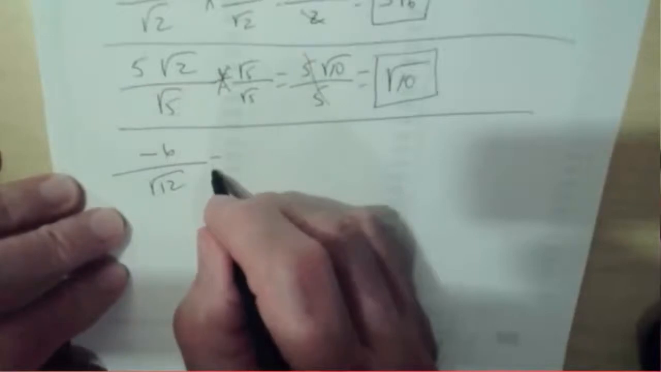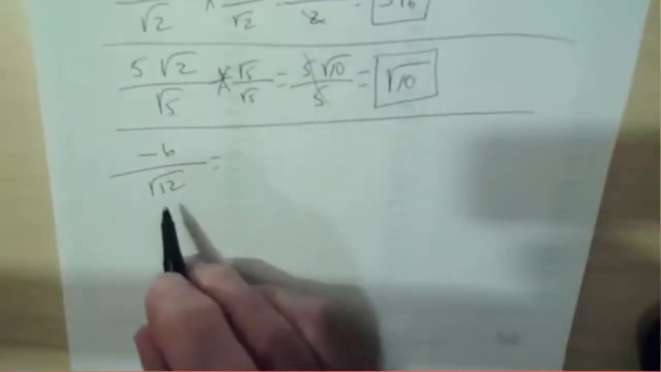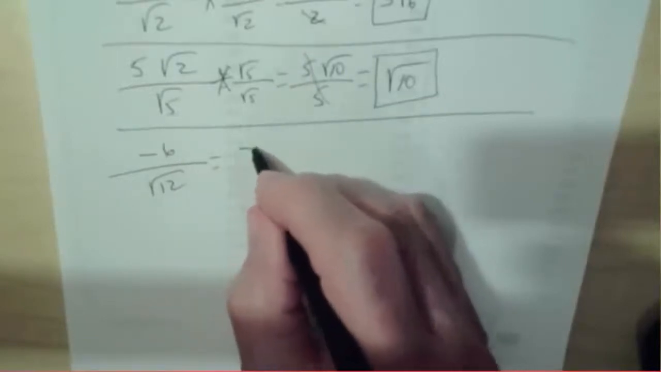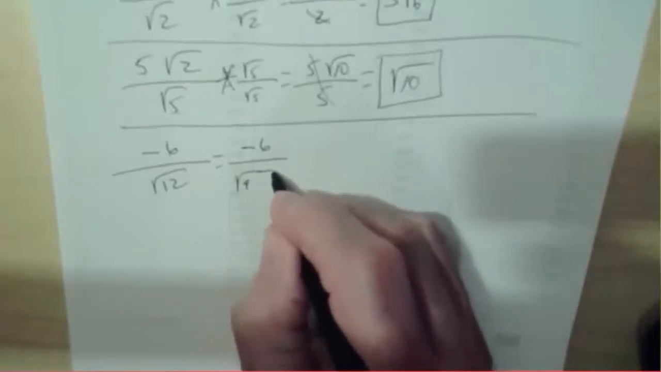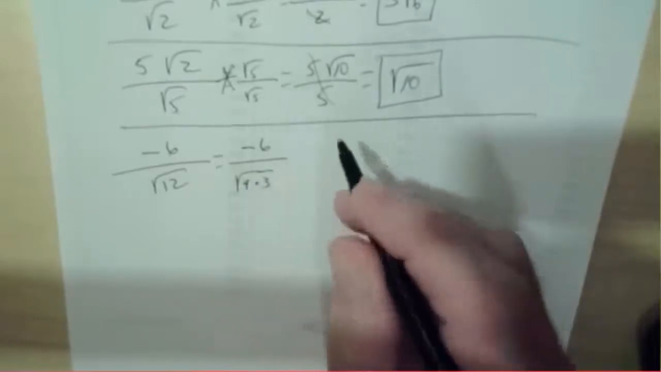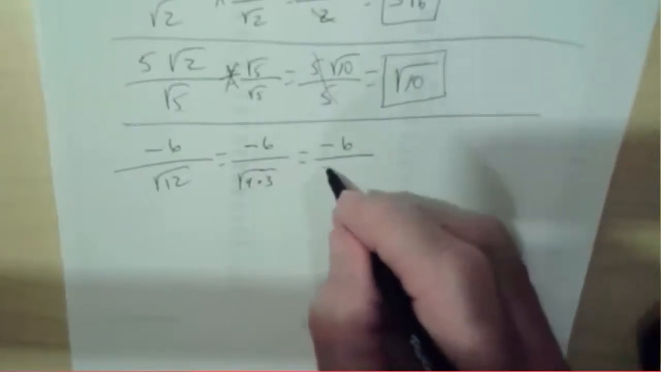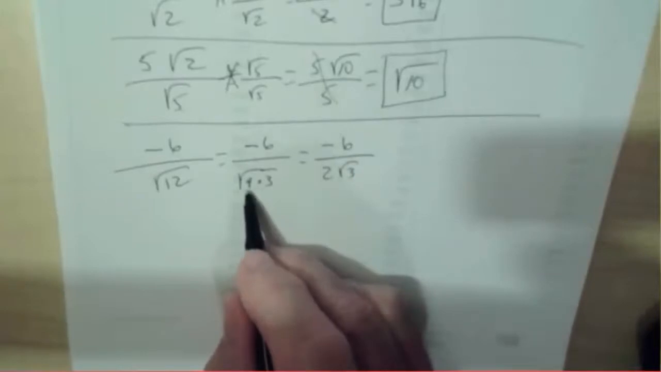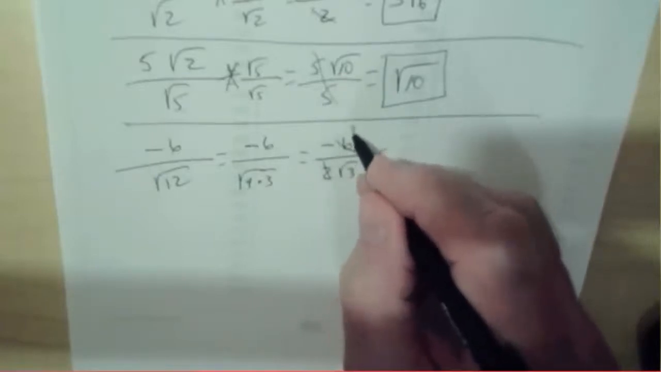Okay, negative 6 divided by 12. Now we can factor 12 into one number that's a perfect square. It's going to be 4 times 3. So we have negative 6 over 2 times the square root of 3. Square root of 4 is 2 times the square root of 3. Okay, so we can take that out. Makes that a 3. This is 3 over square root 3. Right?